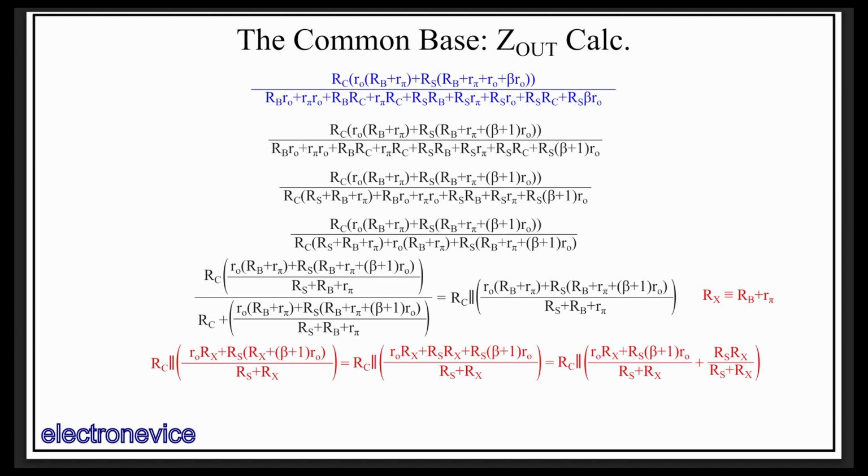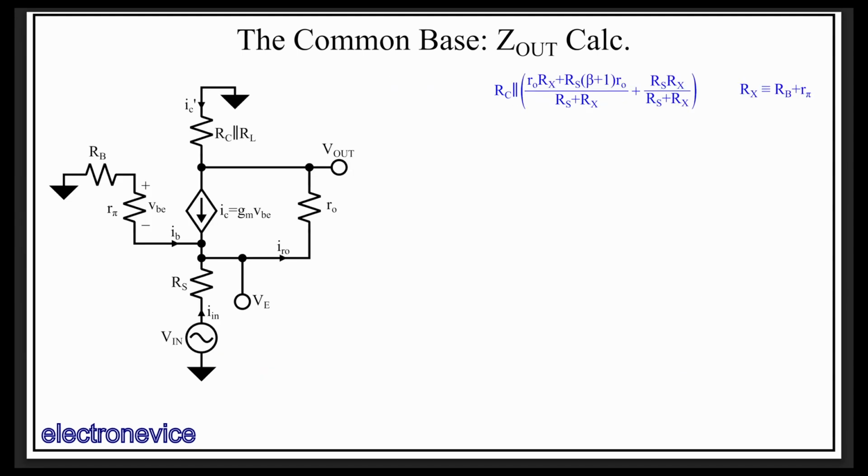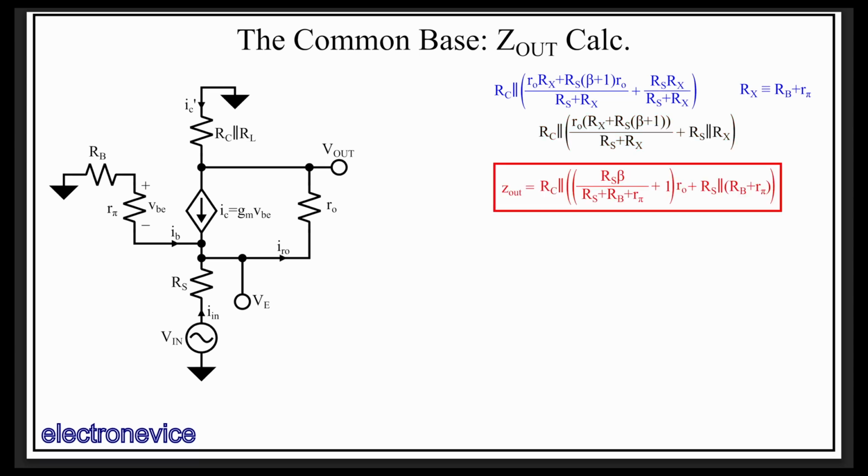So here we have a somewhat concise equation which shows RC in parallel with a few other things, which is what we expect. Bringing back the small signal diagram, and recognizing that one of the terms can be rewritten as a parallel, we can finally write the equation for Zout in terms of known values.